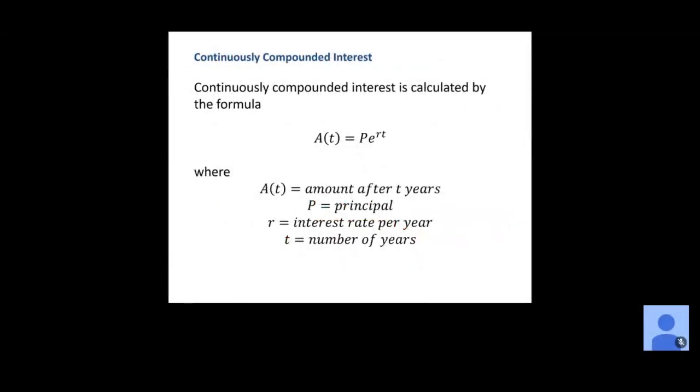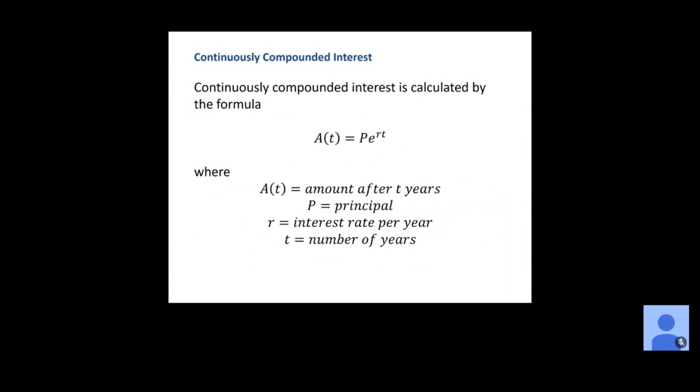All right. So last thing for this section, continuously compounded interest. So in addition to compounding monthly, daily, annually, those types of things, we could also compound continuously. Okay. And so if it tells you that you're compounding continuously, this is the formula we're going to use. P is still our principal. E is now the base. R is still the rate, and T is still the time in years.